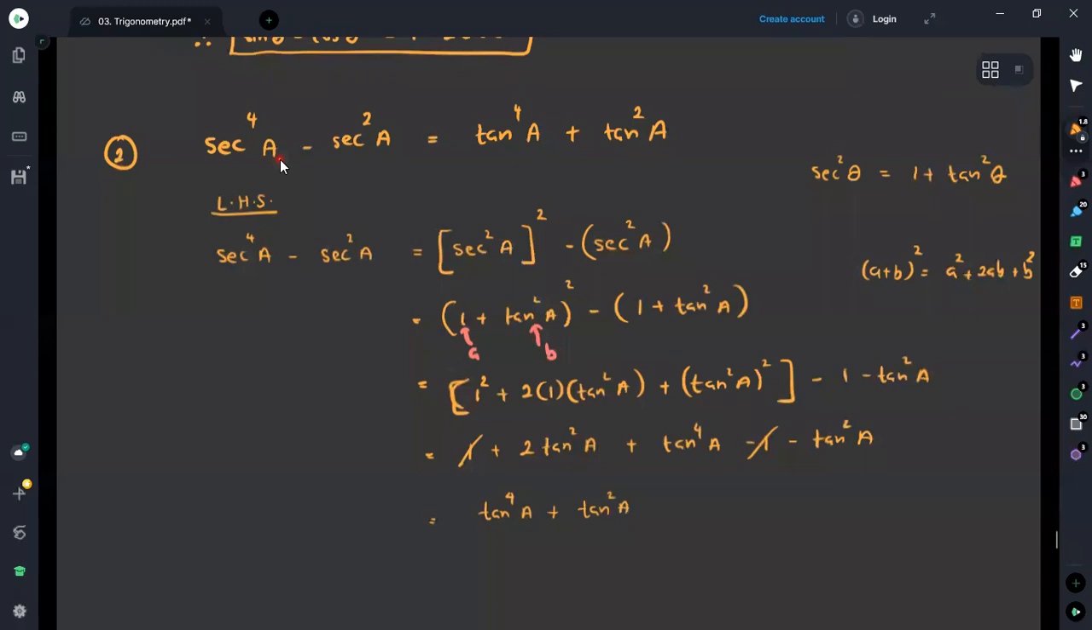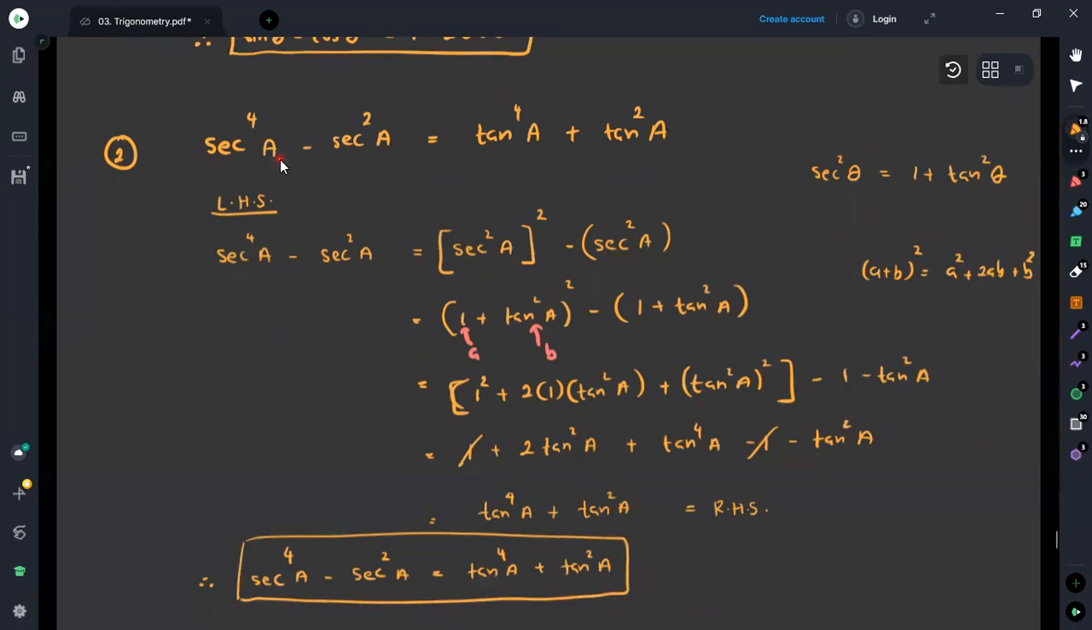Now you can see that this is equal to the right hand side of the equation. Therefore, we can simply say that sec a to the power 4 minus sec squared a is equal to tan a to the power 4 plus tan squared a. This is what we have as the proof for the second exercise.